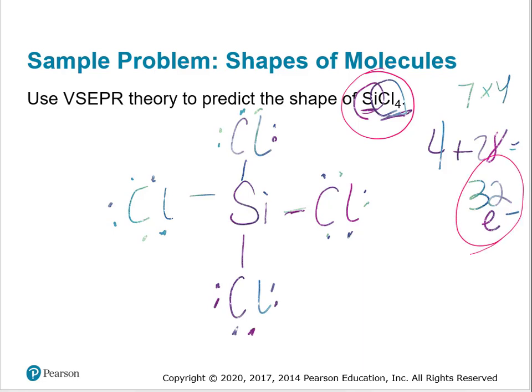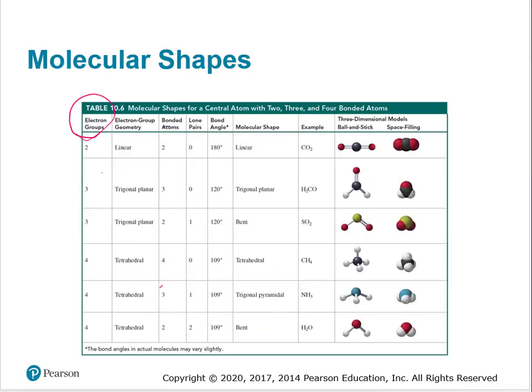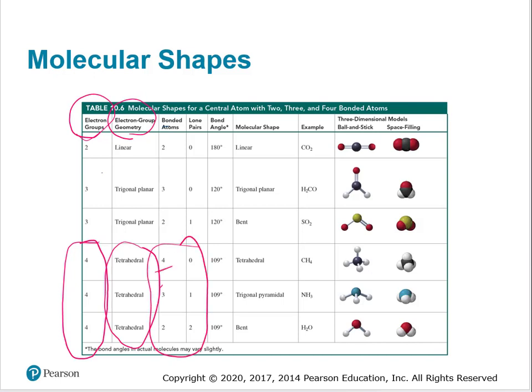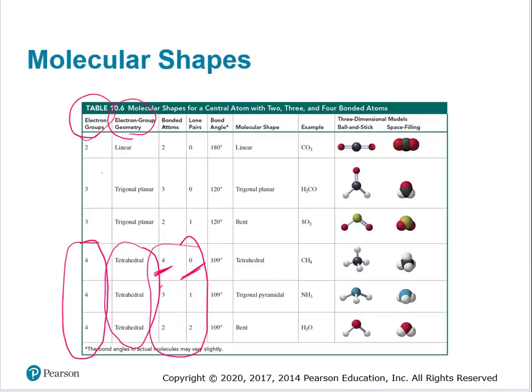The next thing we need to ask ourselves is, how many things are around silicon? There's 1, 2, 3, 4 things around silicon. So I'm going to go back to that last cheat sheet, and 4 things around our central atom would be these 3 options. So it's a tetrahedral electron geometry. Now, of those 4 things, how many atoms are there and how many lone pairs are there? In ours, we have 1, 2, 3, 4 atoms and no lone pairs. So our 3-dimensional shape will be a tetrahedral shape and will look like this.